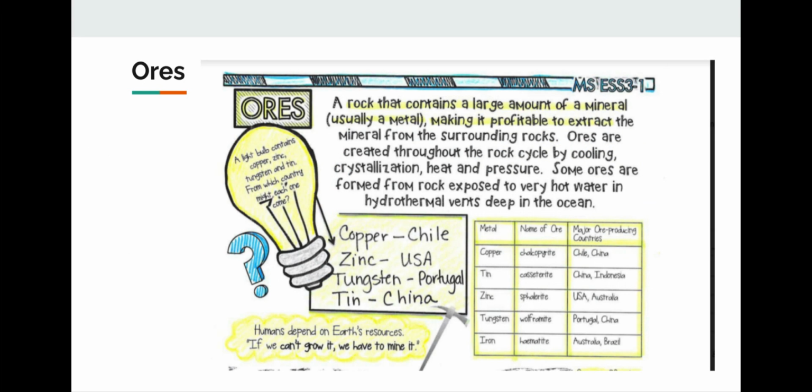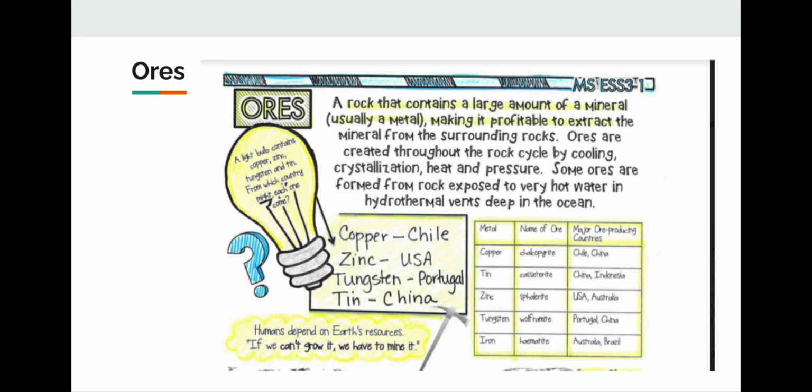So one is ores. Ores are rocks that contain large amounts of minerals, usually metal, that make it profitable to extract the mineral from the surrounding rocks. Ores are created through the rock cycle by cooling, crystallization, heat and pressure. So again, we see that heat and pressure are key pieces in ores. Some ores are formed by rock exposed to very hot water and hydrothermal vents deep in the ocean.